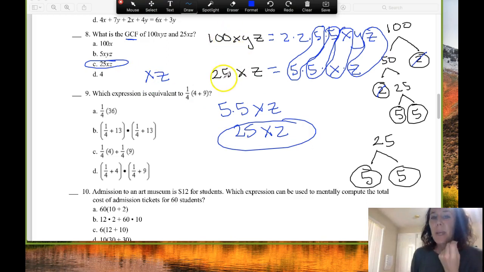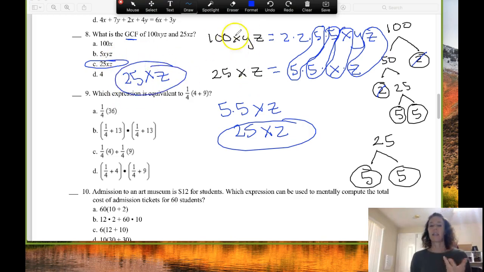Now, what's the biggest number that divides evenly into 25 and 100? Well, 25 goes into 100. So the biggest number that divides into both of those is 25. 25xz. And that's how I do these as I get better at them.